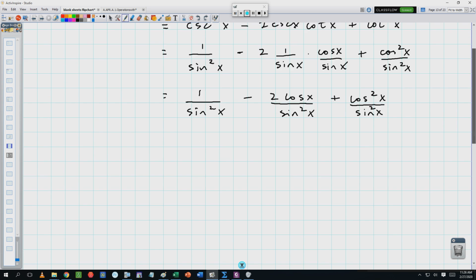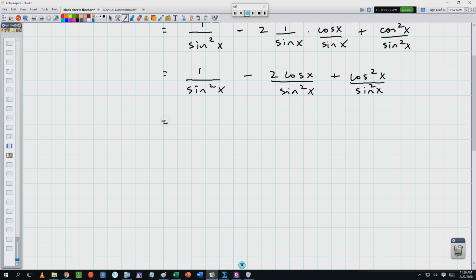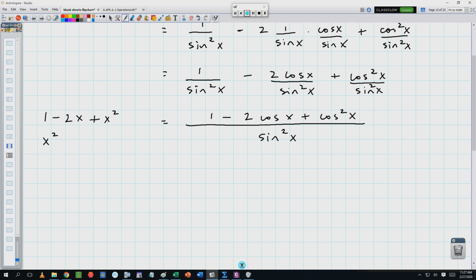And now what I'll do is I'll combine all those fractions into one large fraction. And believe it or not, that top is factorable, and all of that will be over sine squared. That top is factorable because it is similar to, say, a 1 minus a 2x plus an x squared. Normally you'd see it written like this right here. And you can factor that into an x minus a 1 and an x minus a 1.